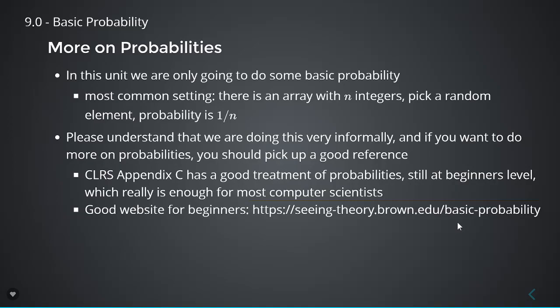And when we come back, we'll do the two topics that I said we'll do, probabilistic analysis and randomized algorithms. All right, I'll see you then.